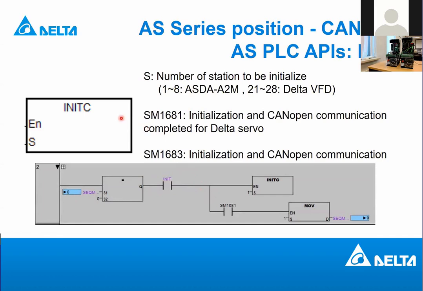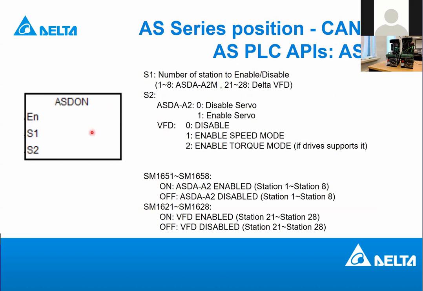So after we have initialized the communication, the next thing you have to do is use this API to enable the drives. You can see S2, the operand S2. What you write there determines what you are asking the drive to do.